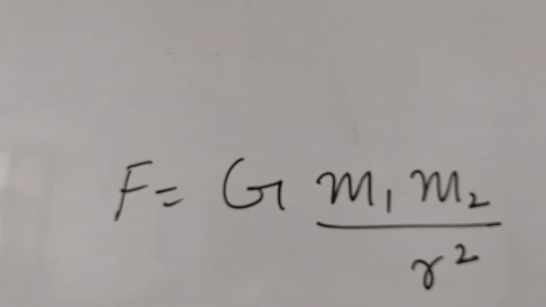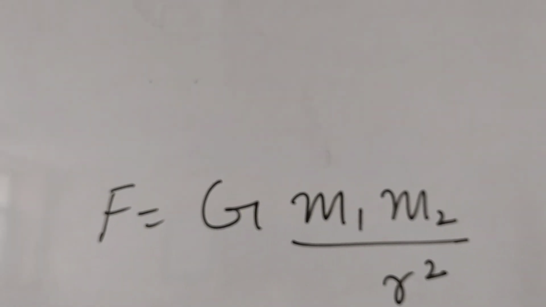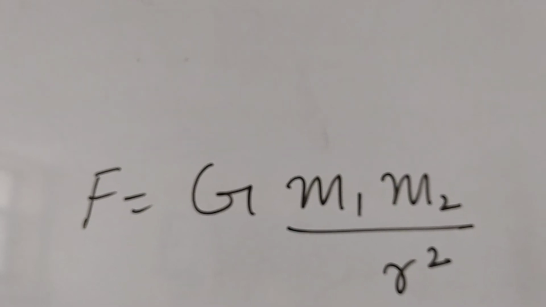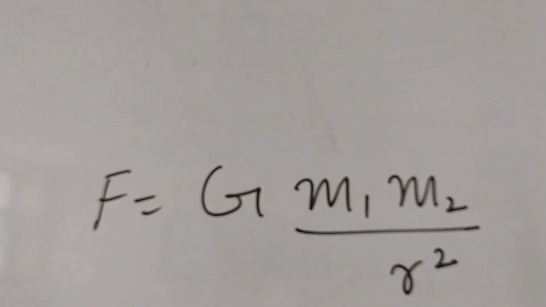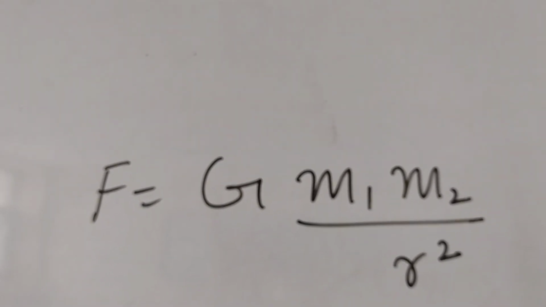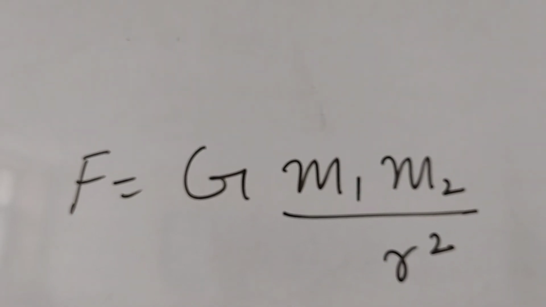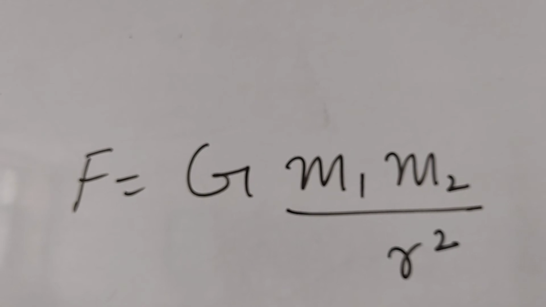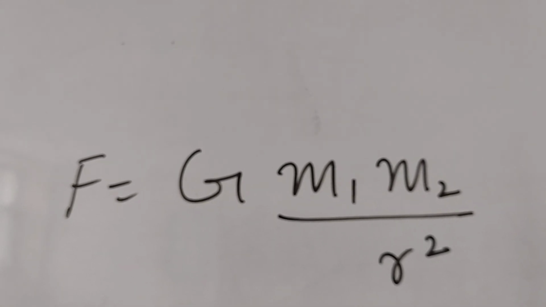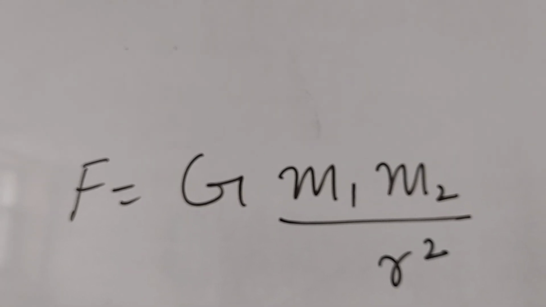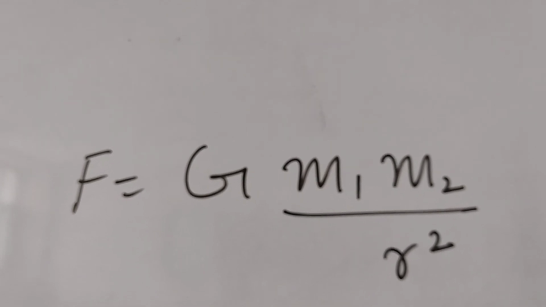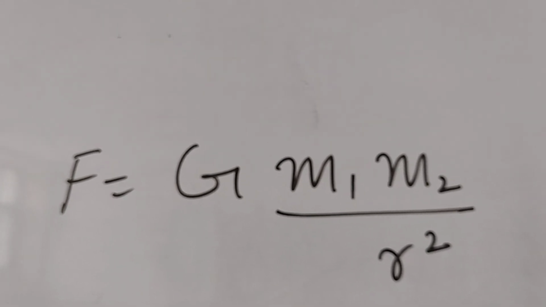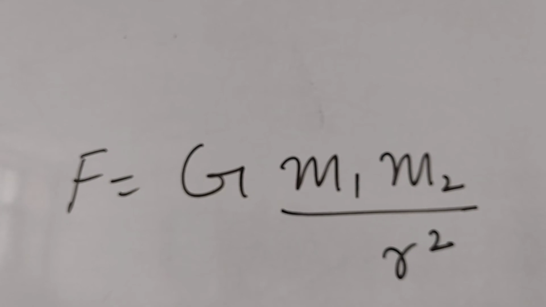Let F be the gravitational force of attraction between two bodies, having masses m1 and m2. Let R be the separation between them. By Newton's universal law of gravitation, F is capital G m1 m2 over R square, where capital G is a constant of proportionality called the universal gravitational constant. Now, the question is, what would happen to this force if the masses are halved?